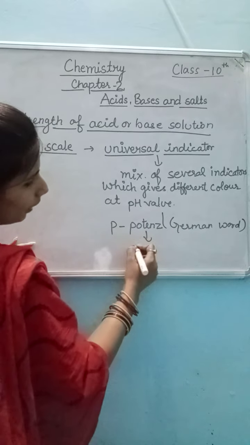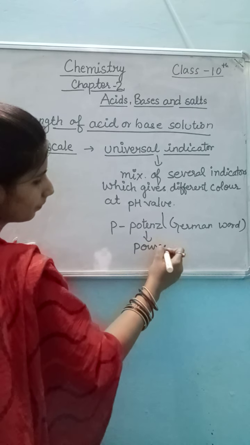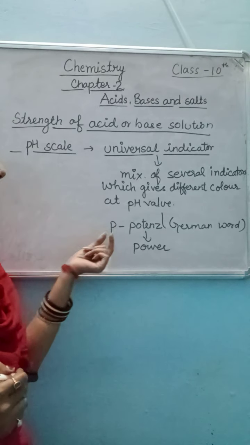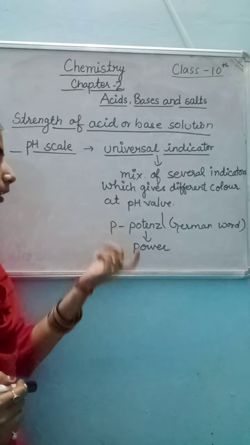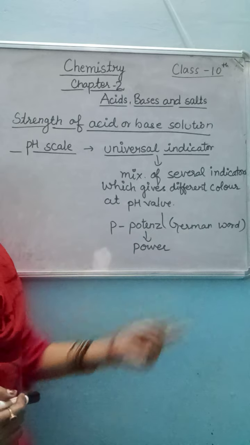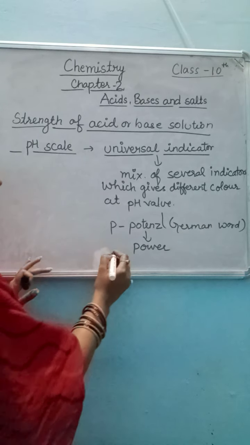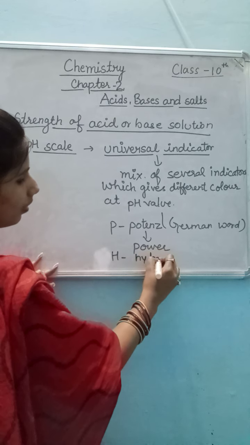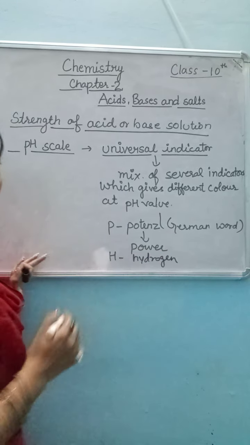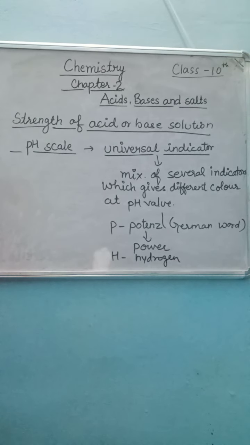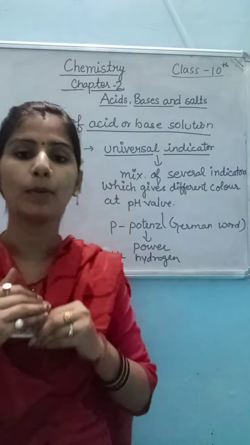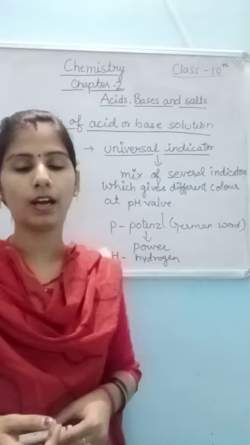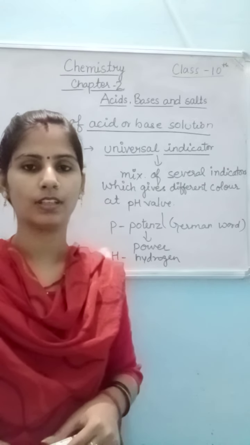And the meaning of potenz is power. In the pH scale, P stands for potenz, a German word which means power, and H stands for hydrogen ion concentration. It means that on the pH scale we can measure hydronium ion concentration.